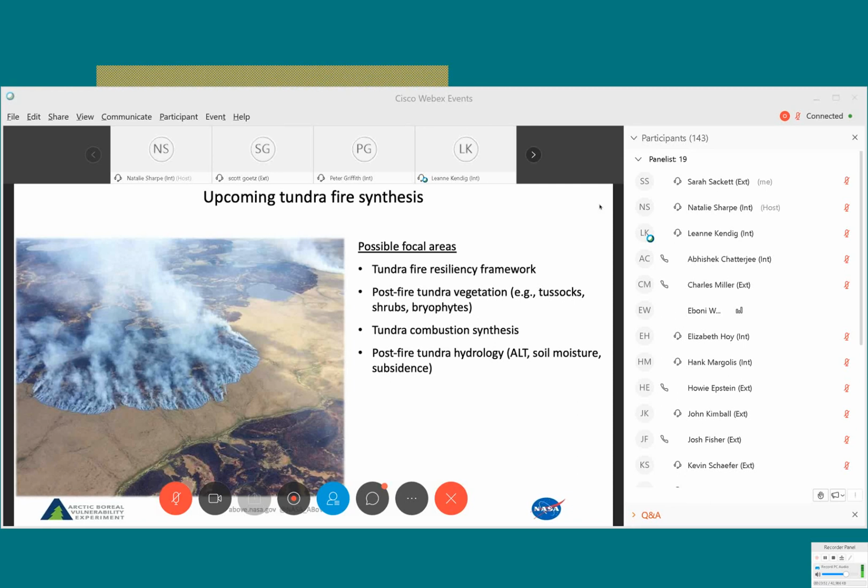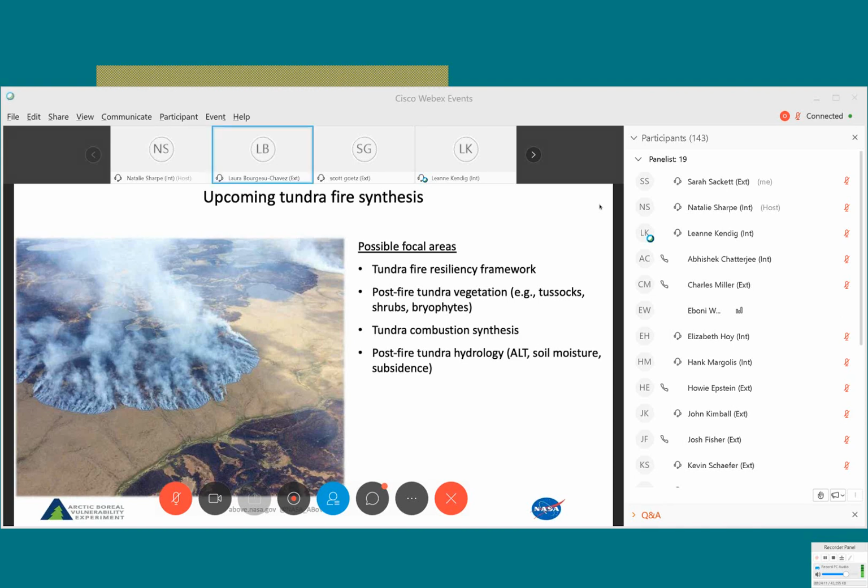And so there's an idea led by Laura Burgos-Chavez and Tatiana Loboda to do a tundra fire synthesis. I don't know, Laura, if you're on the line and your mic is on, you can unmute, you could jump in here. Otherwise, go ahead.